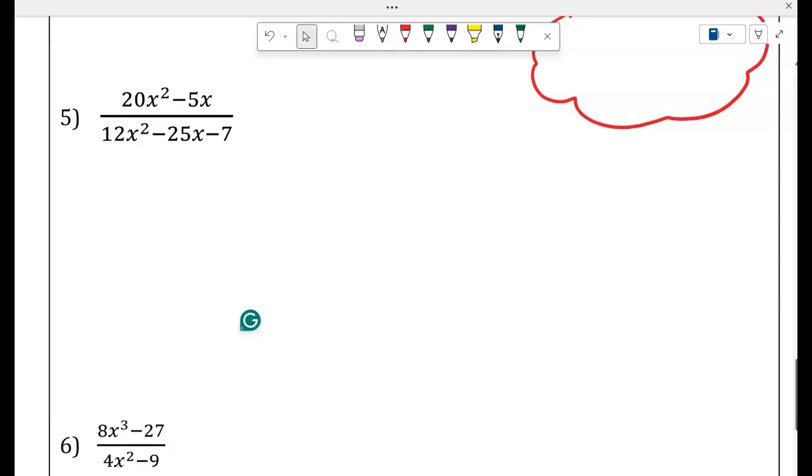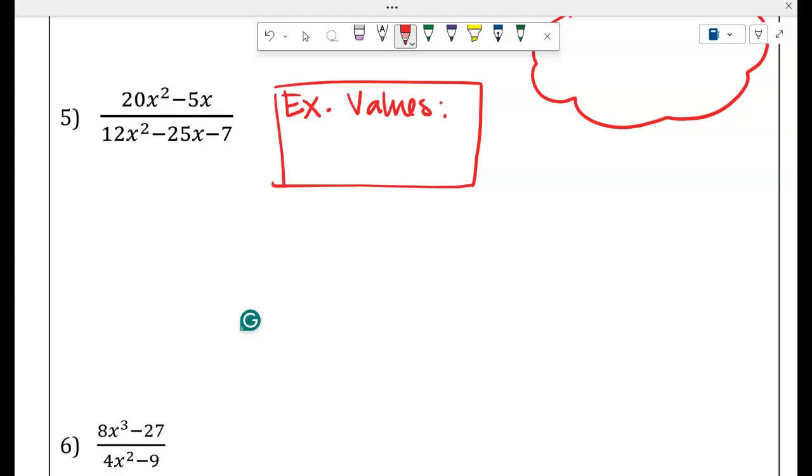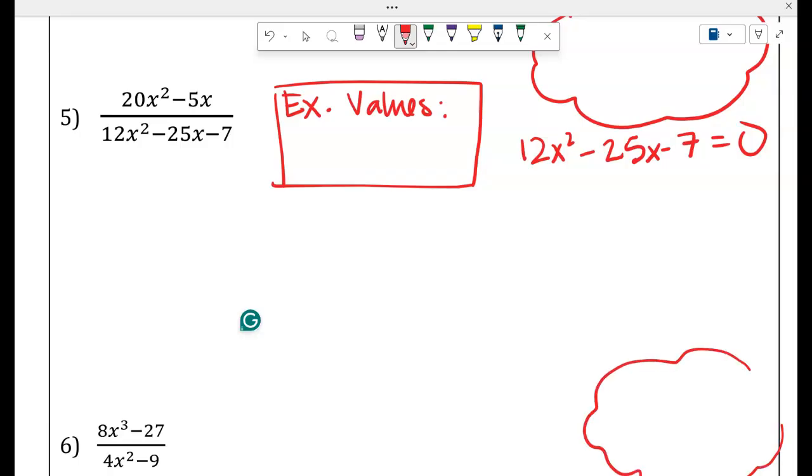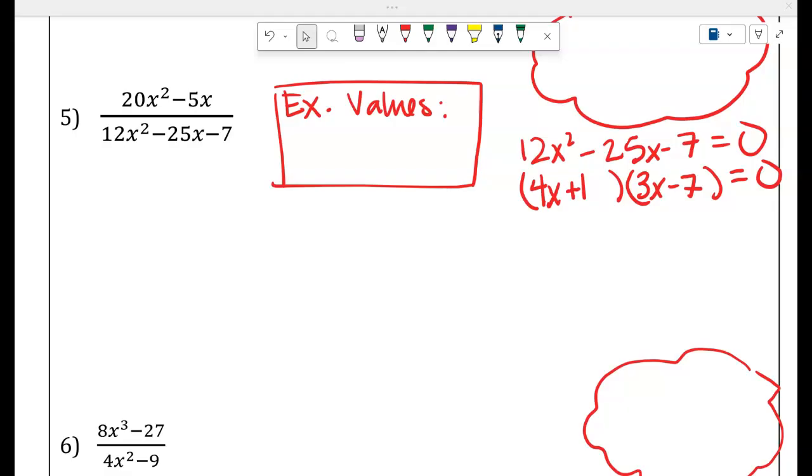Number 5. Let's do the excluded values first, right? Again, I'm going to write my box and leave it right there. Take your denominator, 12x squared minus 25x minus 7, equals 0. All right, guys, now if you need to do some of the work, go ahead and do it right there. I'm going to pause so you can give me two factors right away after you're done with your side work. So hopefully you have the same factors as I did: 4x plus 1 times 3x minus 7. Remember, at this point, we need to know how to factor, okay?